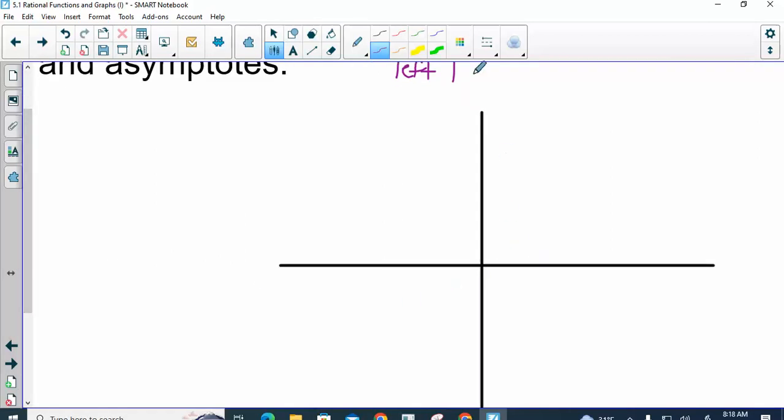So I am going to lightly draw in my parent function here. I am not going to put a ton of points on it. So we had 1, 1. I put in 2, we got half. Put in a half, we got 2. And then the negatives. So this is my parent function, the original. And then when I move this graph to the left one, I'm going to move every point left.